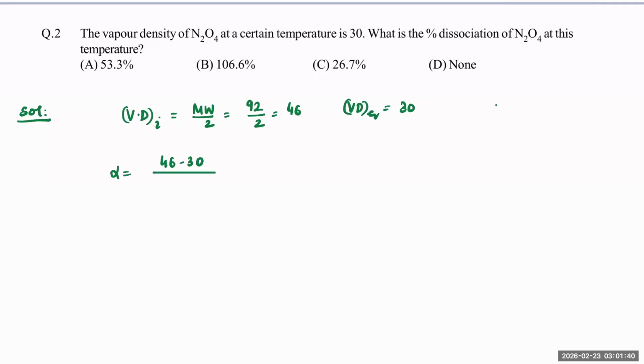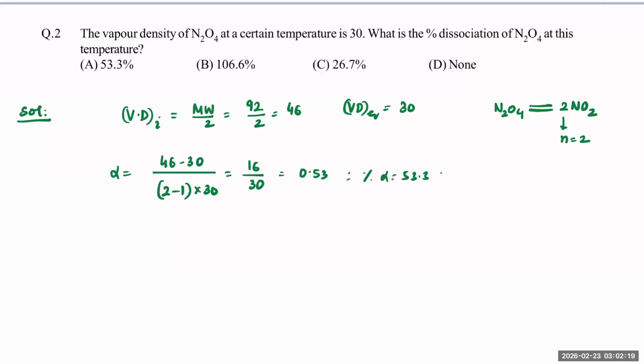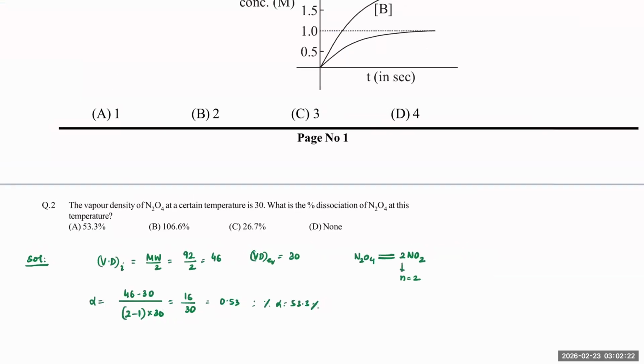What is n now? You always need to check how many moles of product you are getting for every 1 mole here. For 1 mole, you are getting 2 moles, so n value is 2. So 2 minus 1 into 30. Got it? So that makes it 16 by 30 here. Clear now? So how much is the percentage dissociation? It is coming approximately 0.53, or percentage alpha is 53.3 percent. Okay. Easy. Right.